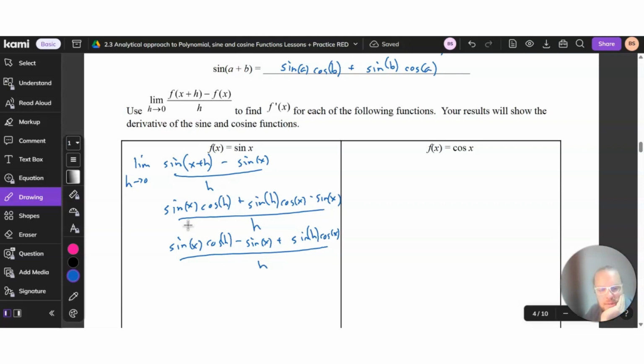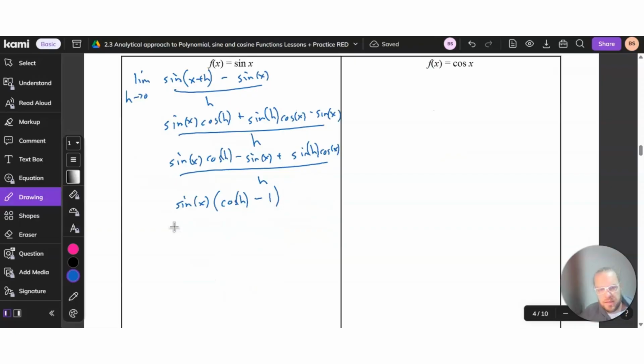Because then I can pull out that sine. So sine of x, this is going to be cosine h minus 1. All right. And that's because we pulled out the sine x here. And then this part doesn't change. So sine h cos x, all over h.